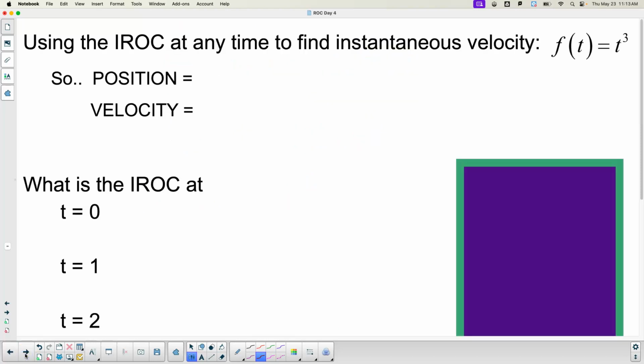So using the IROC at any time, find the instantaneous velocity. We just did that. The position function is f of t, and that was t cubed. That tells us where we are in terms of position. The velocity, the IROC, we called that the derivative yesterday, and that was what we just found: 3t squared.